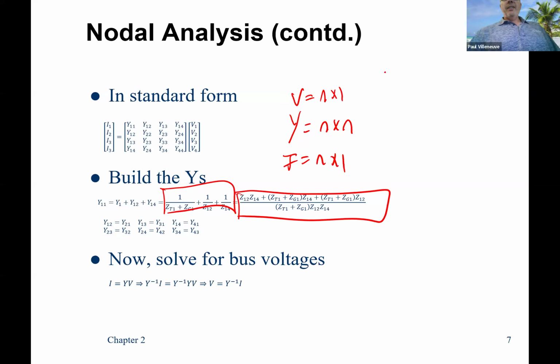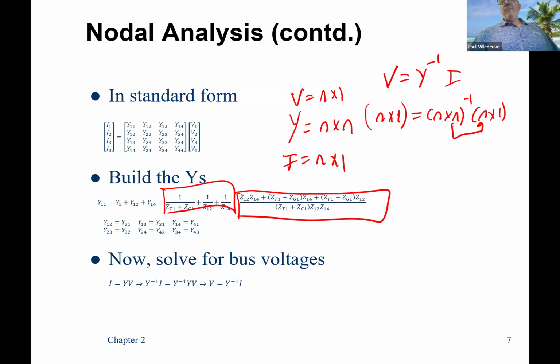So if I take V and I multiply it by Y inverse times I, then V, which is an n by 1 dimension matrix, is equal to an n by n, because when you invert a matrix, you always end up with the same dimensions. And this is an n by 1 matrix. So these match, right? Those inner dimensions match. And then the resulting matrix is here, which matches what we have there.